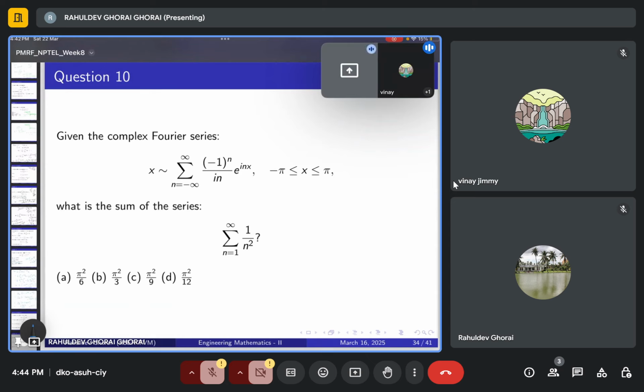So instead of f(x), this f(x) equal to x. x is given. f(x) Fourier series is given.